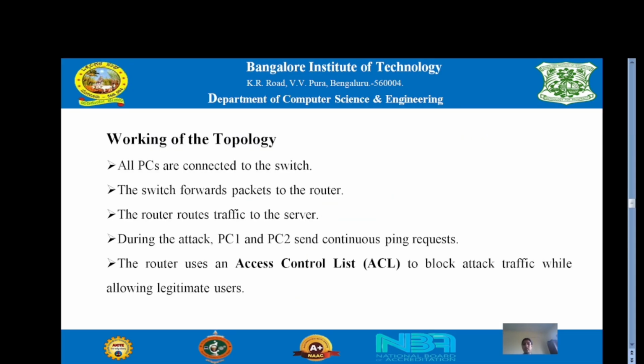Now let's start with the working of the topology. The working process is very simple. First, packets move from the PCs to the switch, the switch forwards the packets to the router, and the router routes them to the server. When the attacker starts sending continuous ICMP packets, the network traffic increases. After ACL is applied, the attacker's traffic is blocked while legitimate traffic continues.